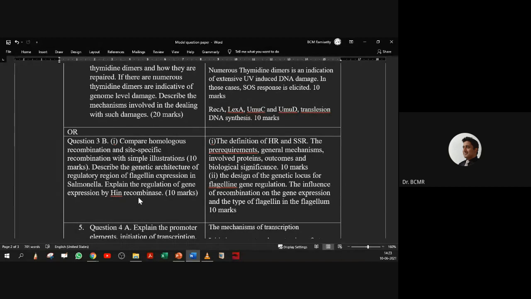And the second part of it: explain the regulation of Hin recombinase, which is about site-specific recombination. Okay, we have seen this in flagellin regulation, so you will have to describe that.